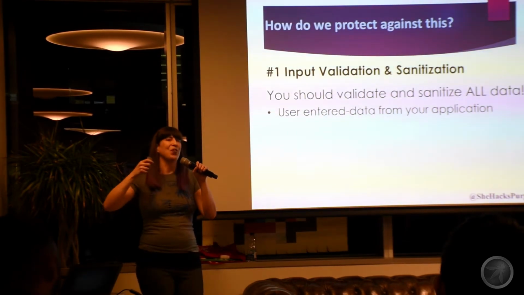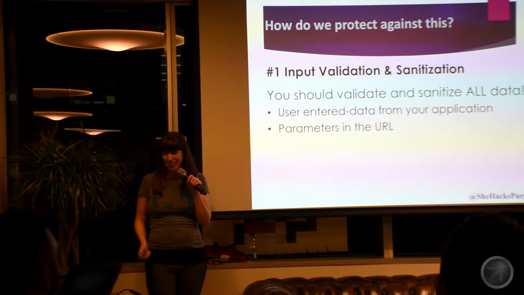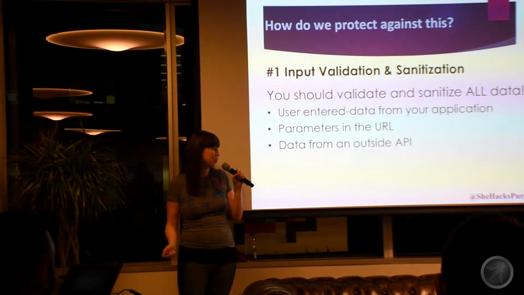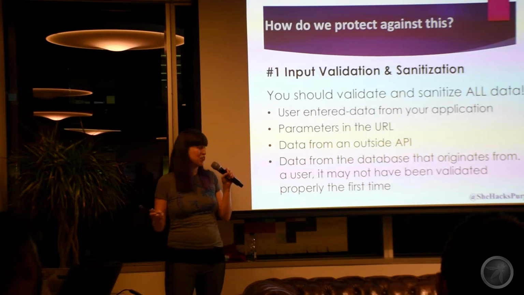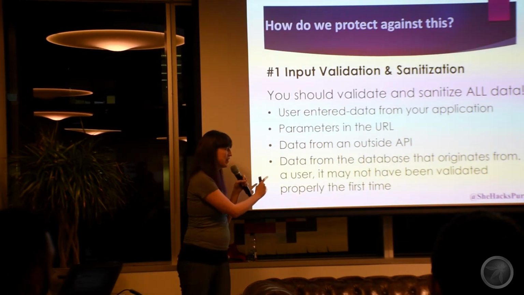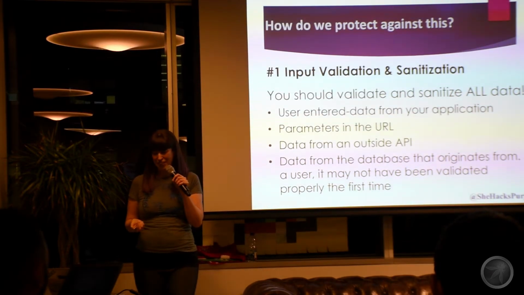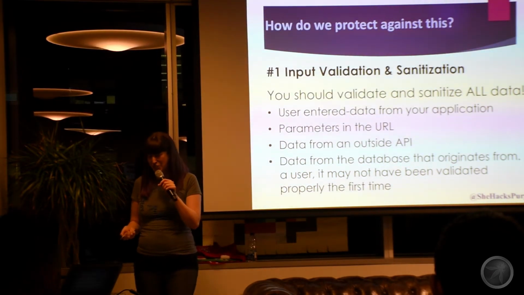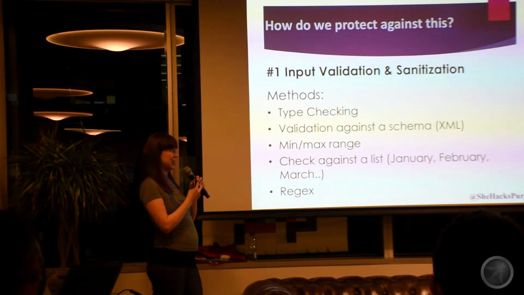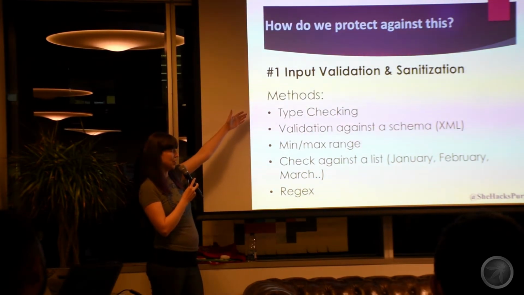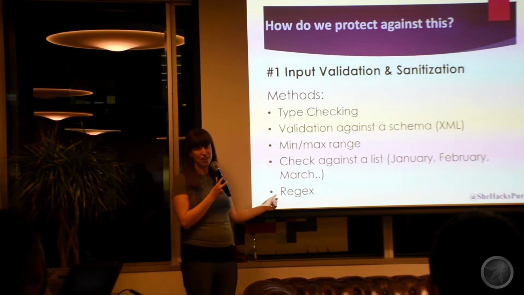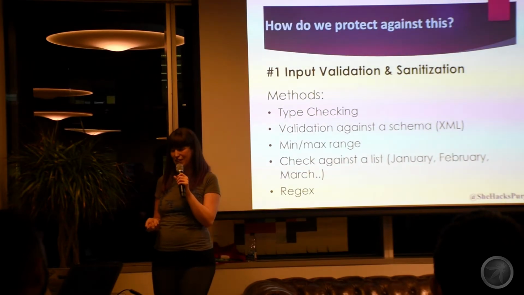So again, validate and sanitize all your data. I'm just going to go on to all the things you need to validate. Data from your application, parameters in the URL, data from an outside API, data from the database that you did not put there in your own app, so it might not have been validated properly the first time. A lot of people don't think of these things, and I just want to make sure you're validating everything. There's a lot of options for this, so again, use your framework. You can check your types, you can validate against the schema. There's all sorts of different options, especially regex, regular expressions, which are your friend.